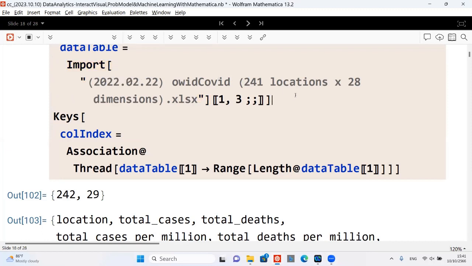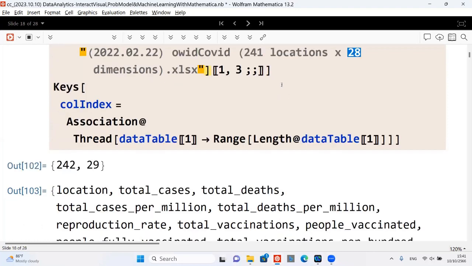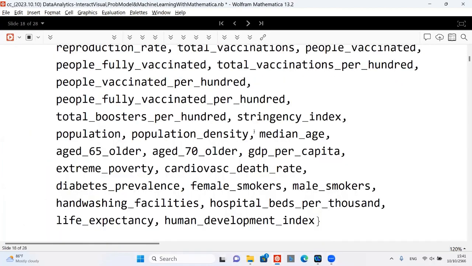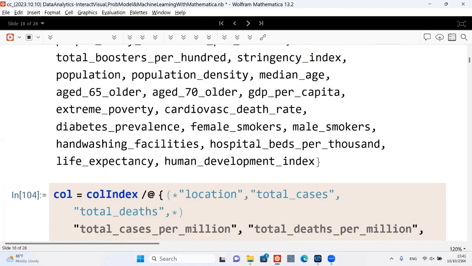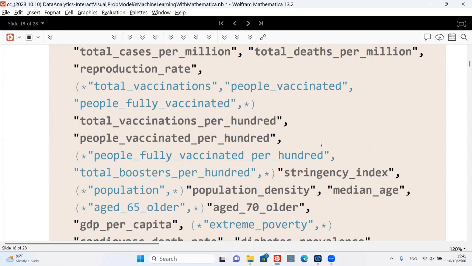And I saved it, I gave it to you guys. It's got 241 locations, it's got 28 dimensions, okay? Now, what I want to do is analyze them. But if I did this in 28 dimensions, it's not much fun because I also want to visualize a number of items.